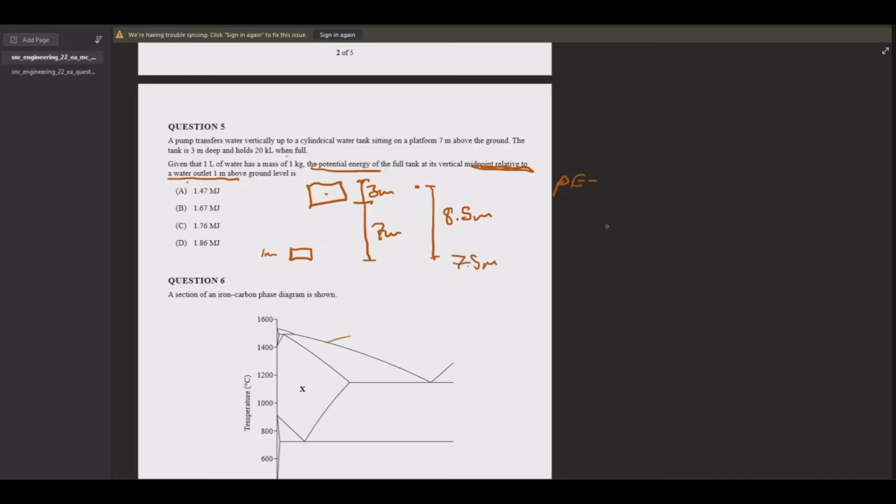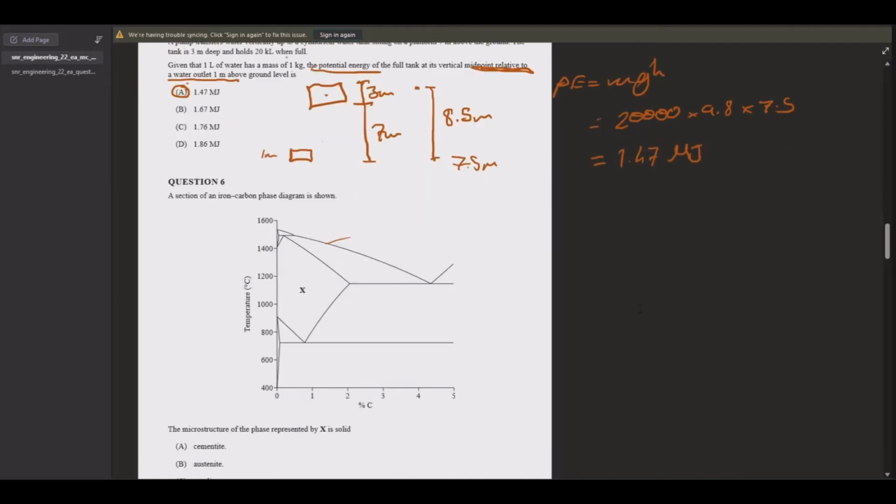So, potential energy is going to be 20,000 times 9.8 times 7.5. And that is going to give us 1.47 megajoules of energy. And that is answer A.